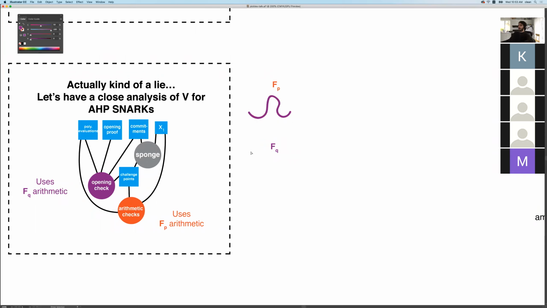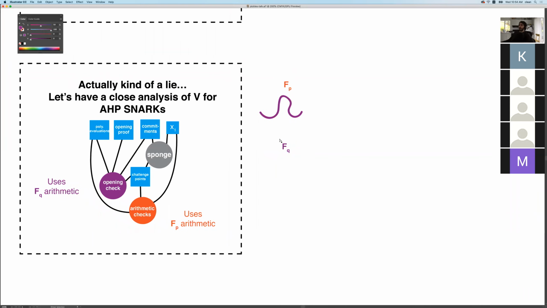So this will let us build a polynomial commitment scheme for polynomials over FP, and that will let us get a snark for verifying FP arithmetic. Okay. Now, that's fine. If we can verify FP arithmetic, then we can verify part of our own verifier, namely the arithmetic checks. But there's an important part of our verifier which we cannot certify, which is the opening check. That requires actually performing group operations on this elliptic curve, which requires FQ arithmetic. So how do we fix this problem?